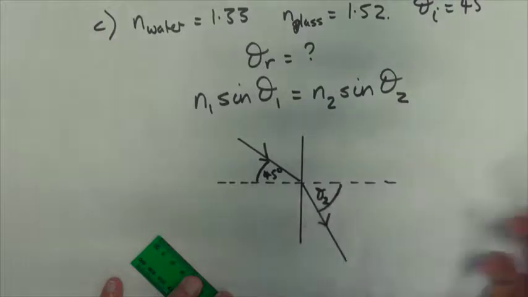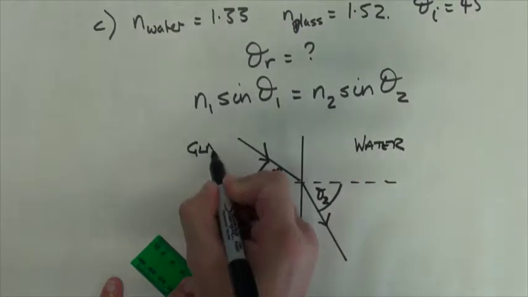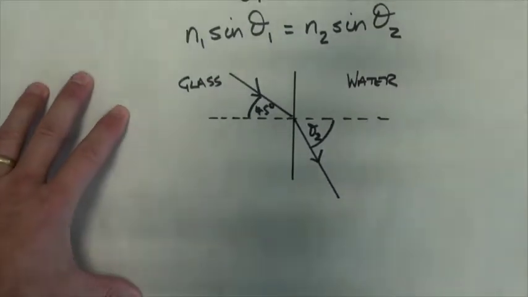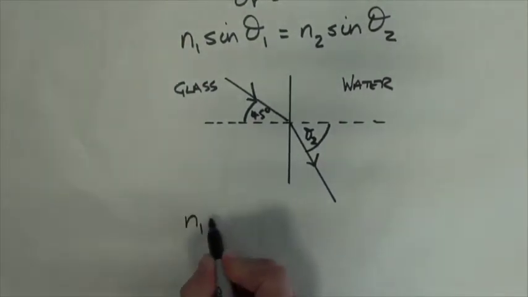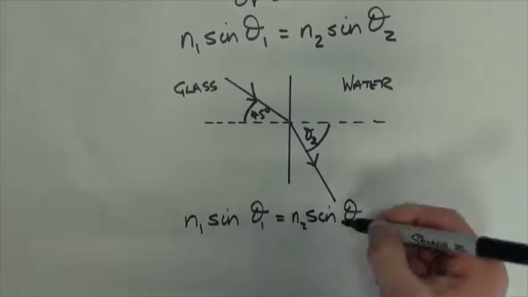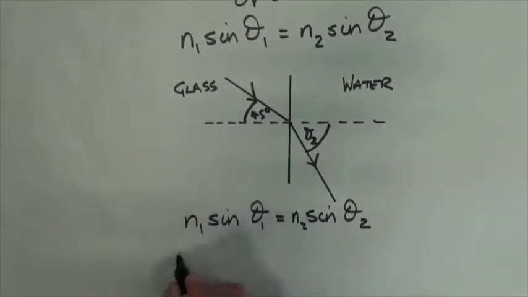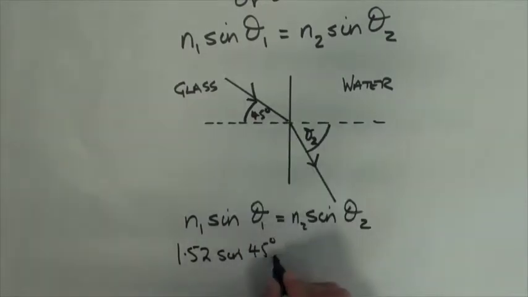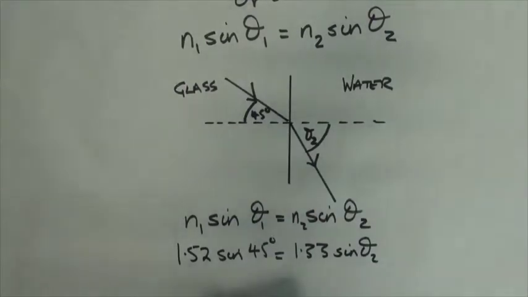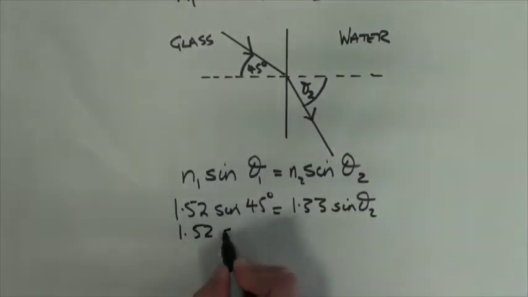Now remember, the refractive ray theta 2 has got to go to the normal, so we've got glass on the left and water on the right this time. Alright, so let's substitute this into our equation for Snell's law. n1 sine theta 1 is going to be the glass, n2 sine theta 2 is going to be the water. So n1 is going to be 1.52 sine 45. On the other side, I've got 1.33, the refractive index of water.